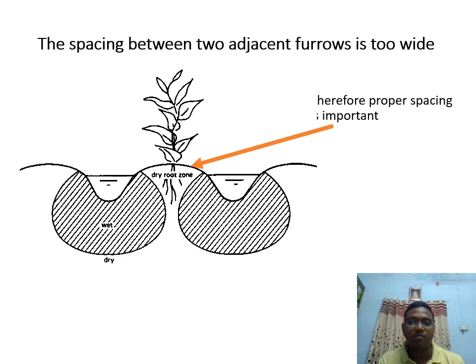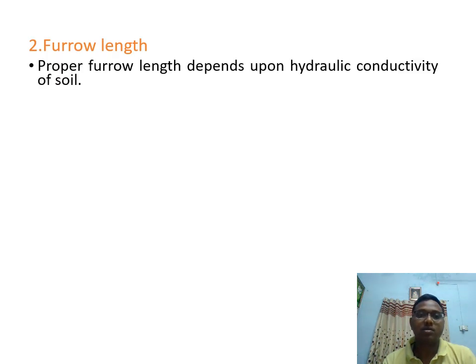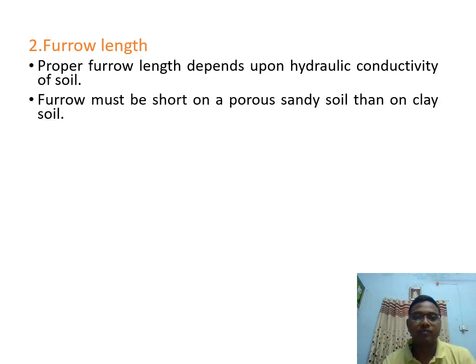So therefore the proper spacing is important. Okay, so furrow length. Proper furrow length depends upon the hydraulic conductivity of the soil. The furrow must be shorter on porous sandy soils than on clay soil. So depending upon the soil type, we have to decide the length, because, as we have discussed, in sandy soil the lateral and vertical movement is more.